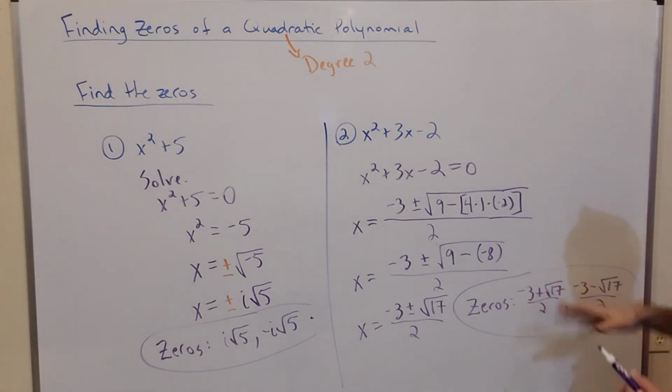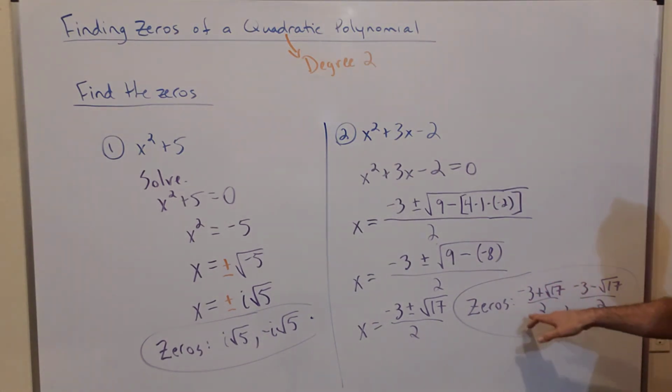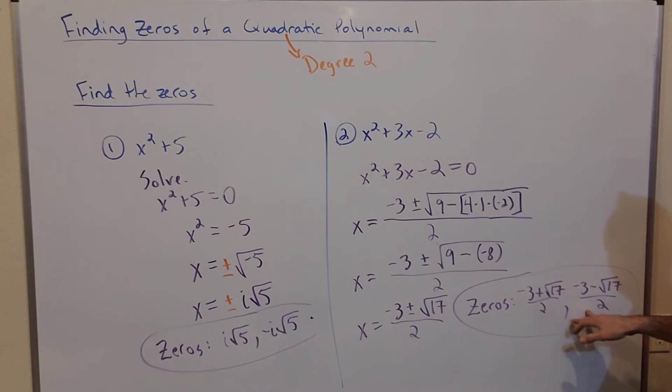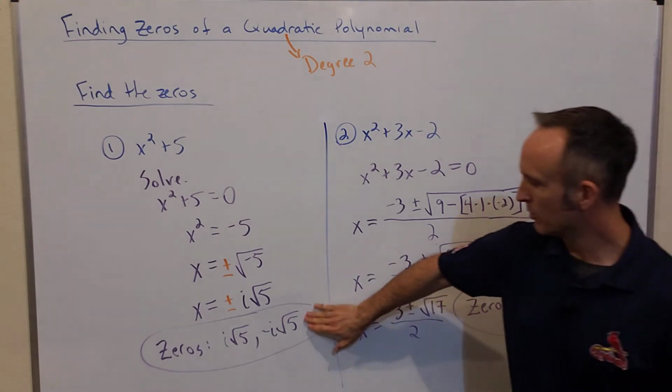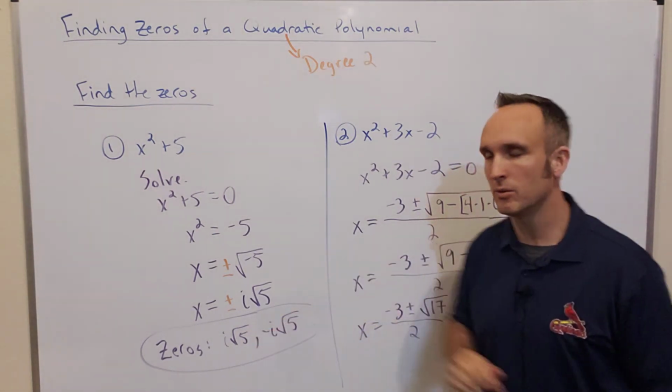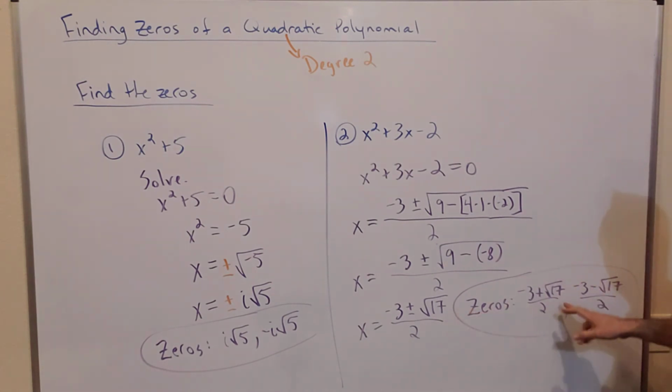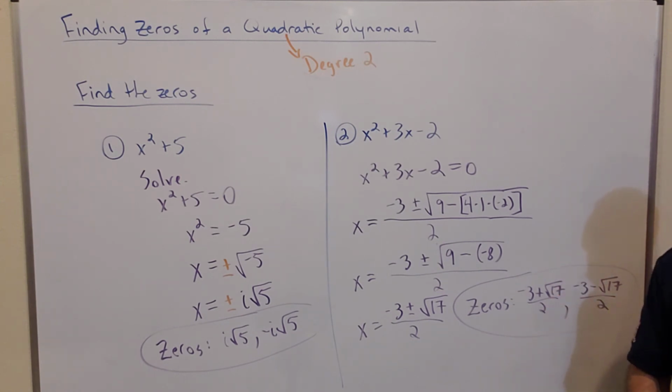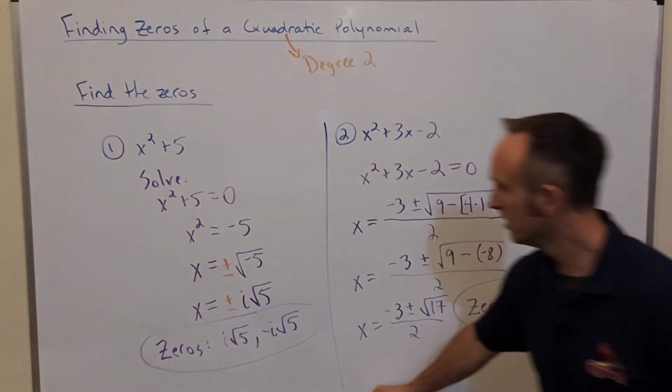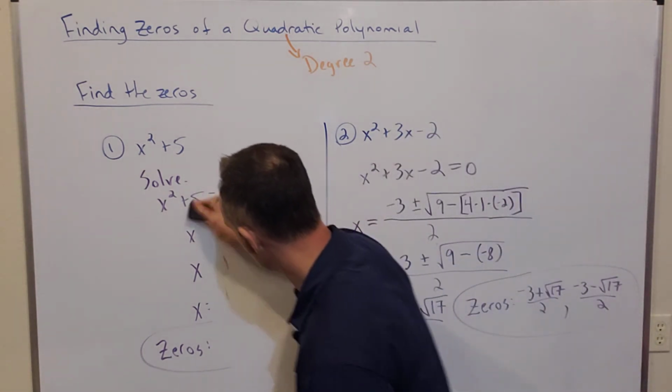All right, so here's a quadratic polynomial. It has 2 zeros. Over here, the zeros were complex. They had imaginary numbers. Here, the zeros have square roots, but no imaginary numbers. So these are what we call irrational zeros, right? Square roots that don't simplify are irrational. All right, let's do another example.